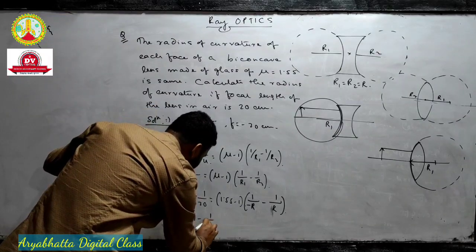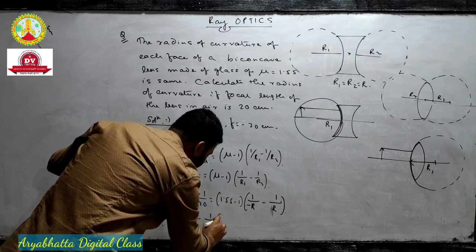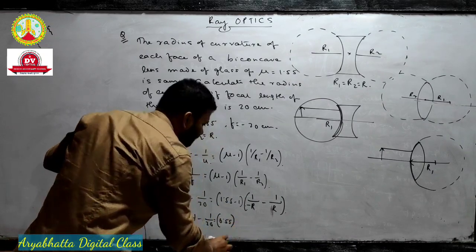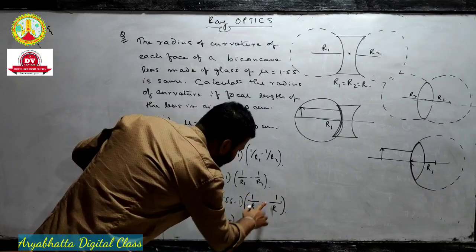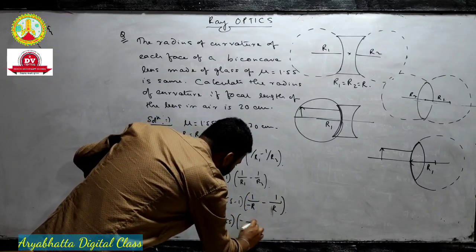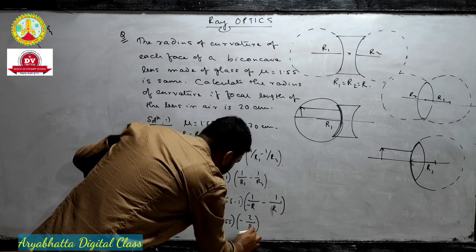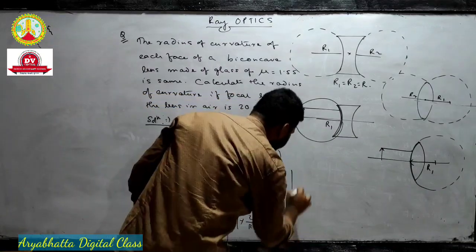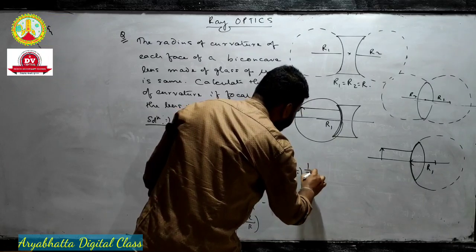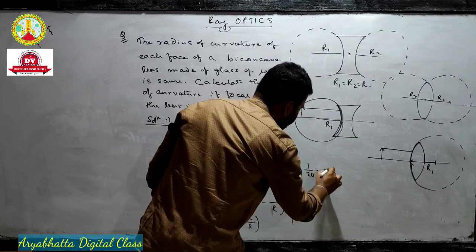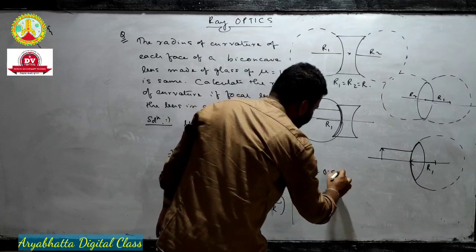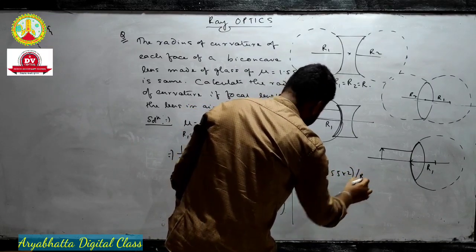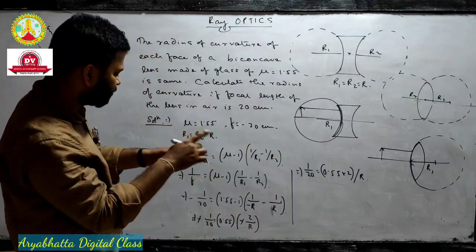So minus 1 by 20 is equal to 0.55 into minus 1 by R minus 1 by R. So it will be minus 2 by R, minus minus cancel. So it will be 1 by 20 is equal to 0.55 into 2 divided by R.